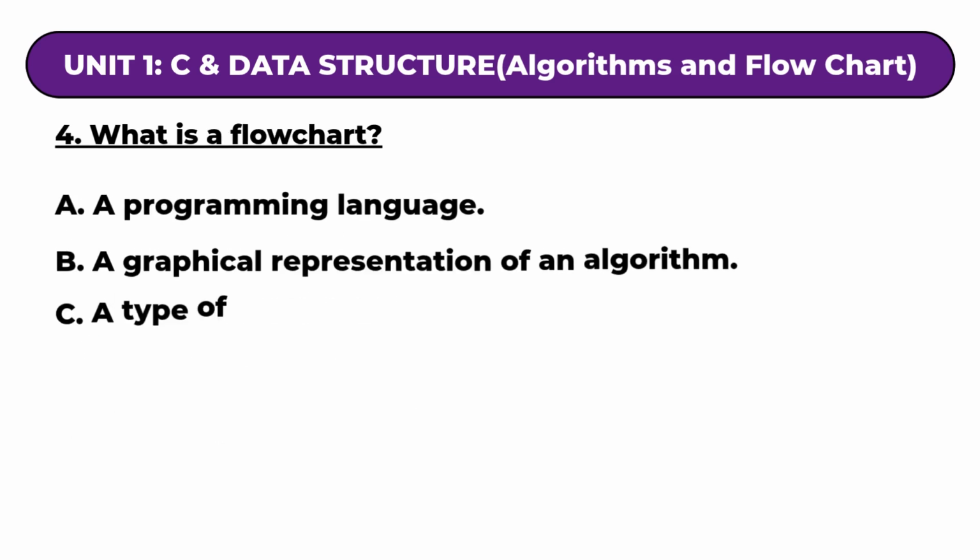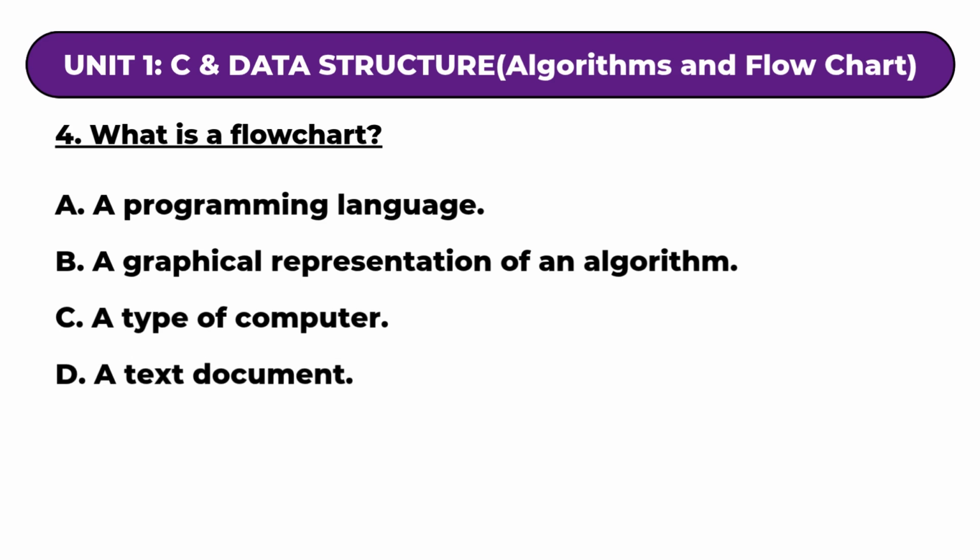What is a flowchart? A, a programming language. B, a graphical representation of an algorithm. C, a type of computer. D, a text document. Correct answer? B, a graphical representation of an algorithm.